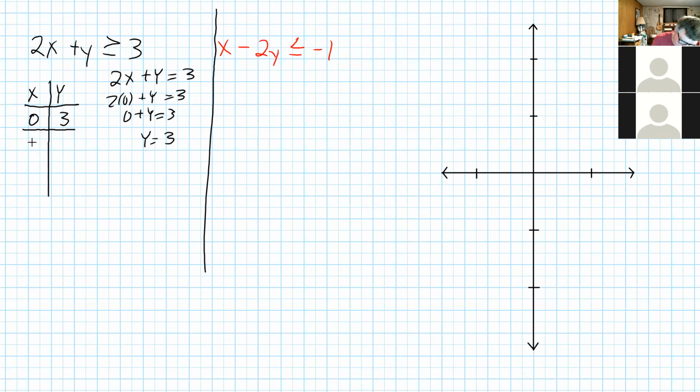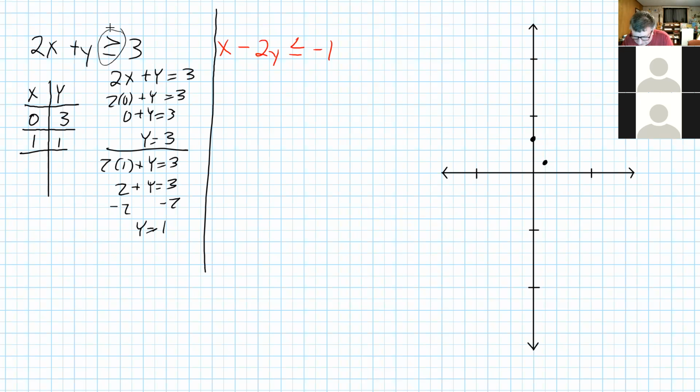Let's find another point. How about if x is 1? If x is 1, we get 2 times 1 plus y equals 3. 2 plus y equals 3. Subtract 2 from both sides, y equals 1. So my 2 ordered pairs for the black inequality are 0, 3, and 1, 1. As I look at the inequality, I see that it includes the equals, so my line passing through those points is going to be a solid line. Using a slope, I can do this. Let's make that.